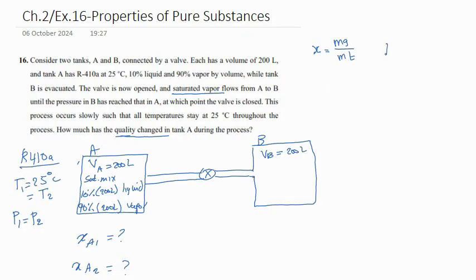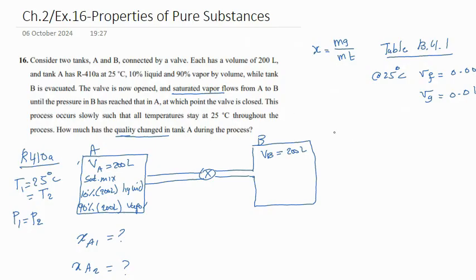So from table B41 related to the 410A refrigerant at 25 degrees Celsius, you will find that the specific volume for the liquid is 0.00944 meter cube per kilogram, and the specific volume for the vapor is 0.01514 meter cube per kilogram.